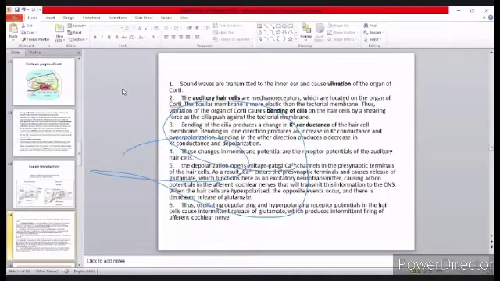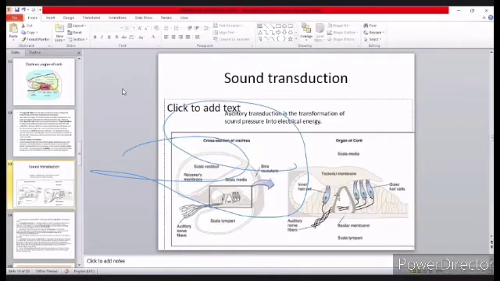So what they mean is, we know that the fluid here in the scala media is filled with potassium. Okay, so what will happen is, as sound comes here, it will cause vibration of the basilar membrane. As the basilar membrane is vibrating, it will cause movement of the cilia against the tectorial membrane. As it is brushing, this shear force will act on the ion-gated channels in between these cilia, specifically potassium ones and calcium ones. So these cilia in between have ion channels.